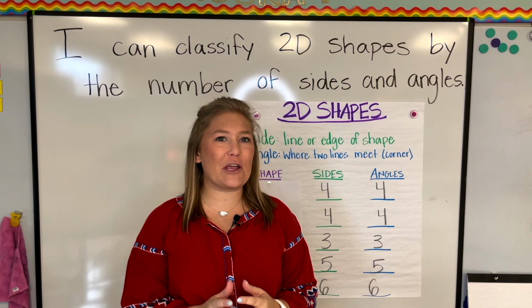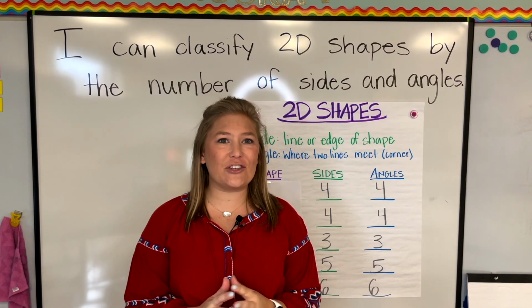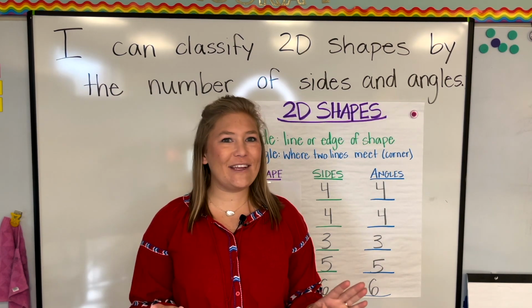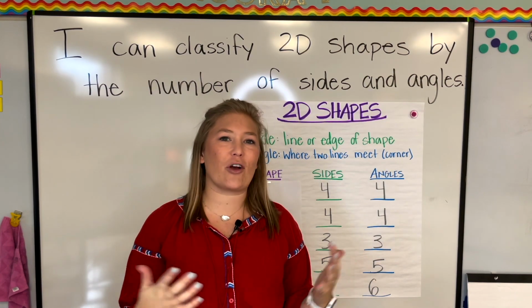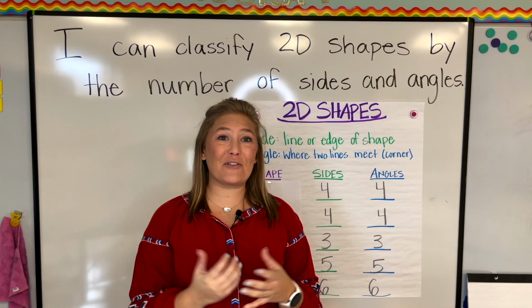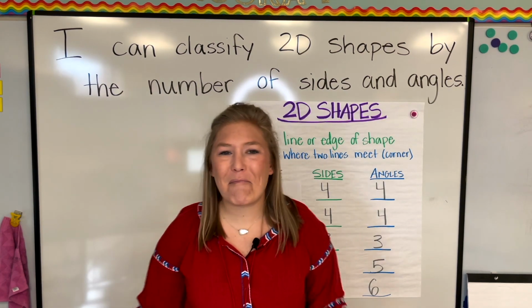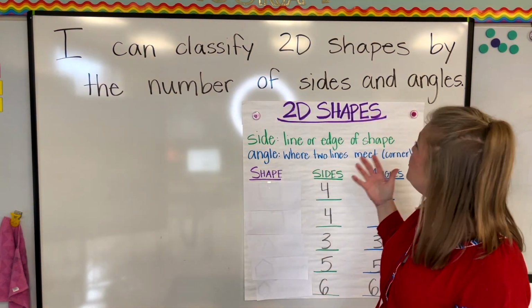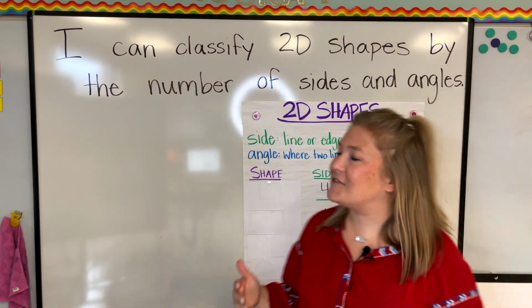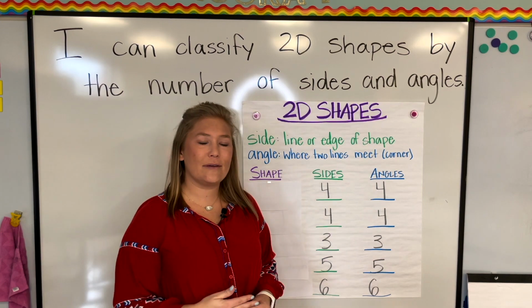Today, we're going to be talking about how we recognize 2D shapes. All you need today is one piece of paper and something to write or draw with. All right, let's first go over our I can statement. Our I can statement today says, I can classify 2D shapes by the number of sides and angles.